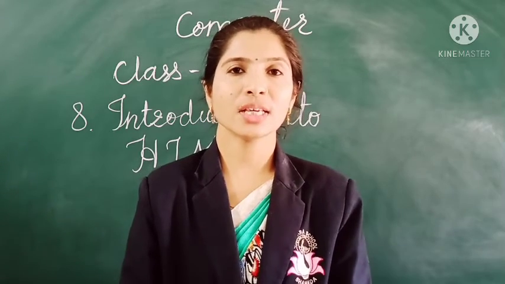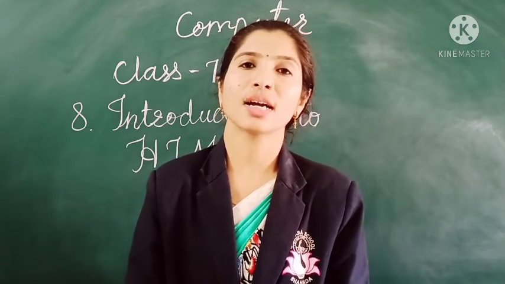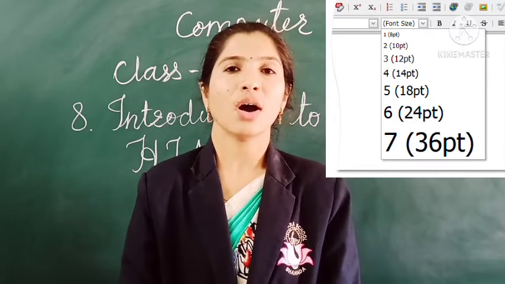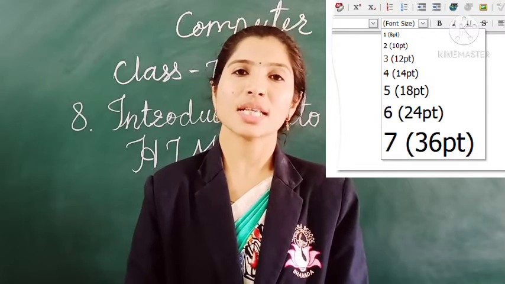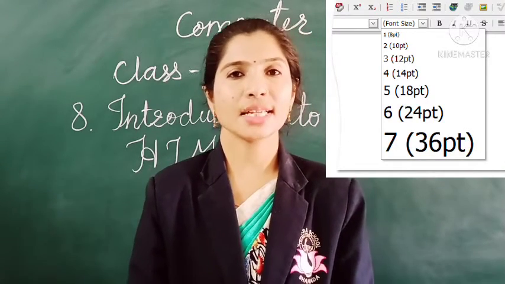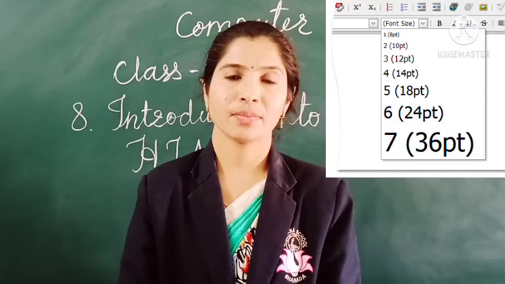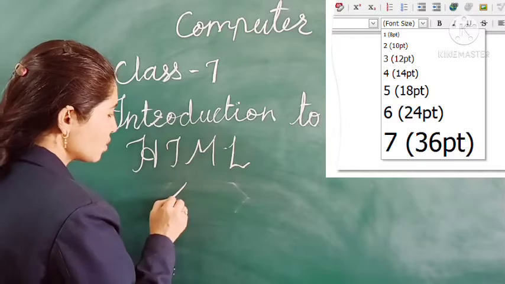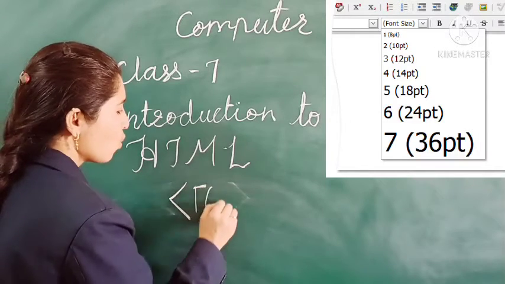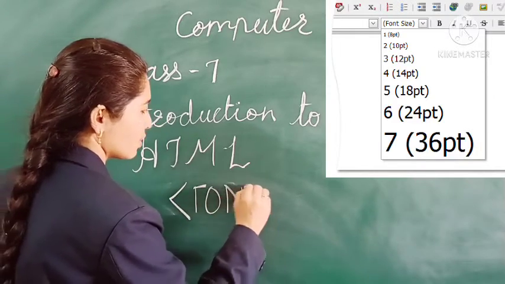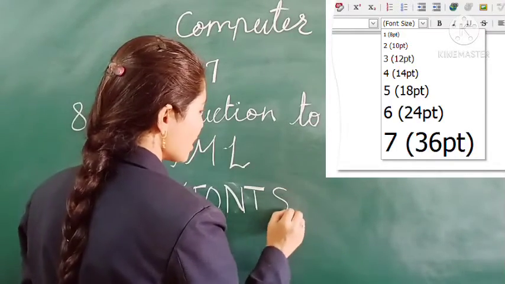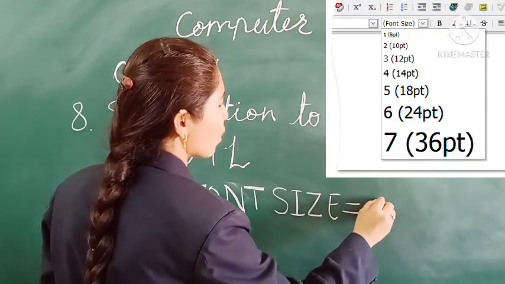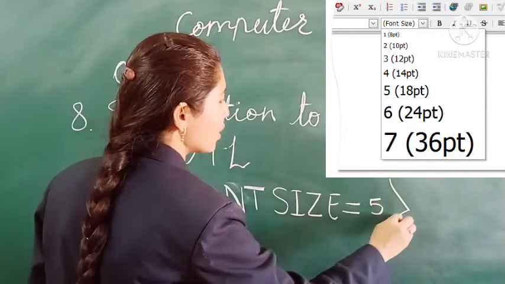Now we are going to see the font size, color and face attributes. For font size, altogether sizes 1 to 7 are there, and we can select any one from 1 to 7. If we want to change the font size, in the tag we have to write font size, whichever size you want, and after that you can close it.